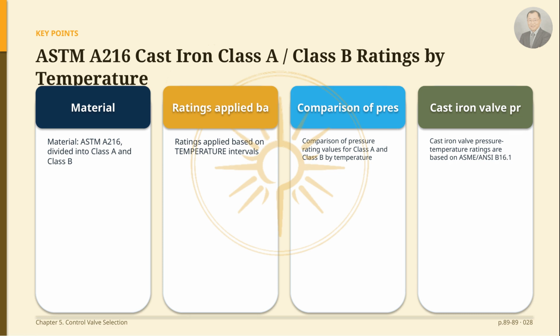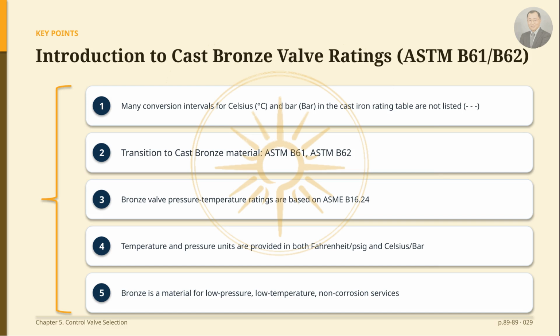In other words, since the rating values for Class A and Class B differ even at the same temperature, it is used by first checking the temperature of the operating conditions and then reading the pressure value for each class from the corresponding column. Please also remember that the pressure temperature ratings for cast iron valves are based on the ASME/ANSI B16.1 standard. I would like to conclude the cast iron ratings table and transition to cast bronze valve materials.